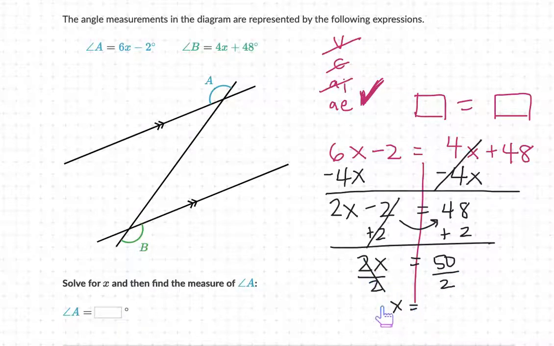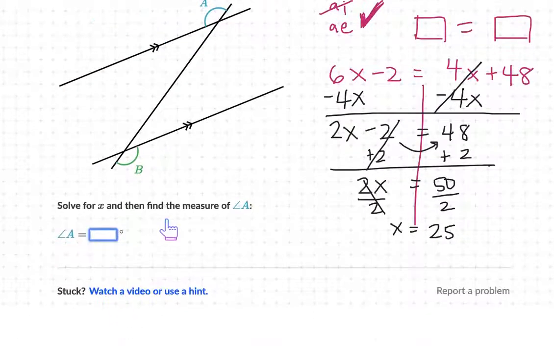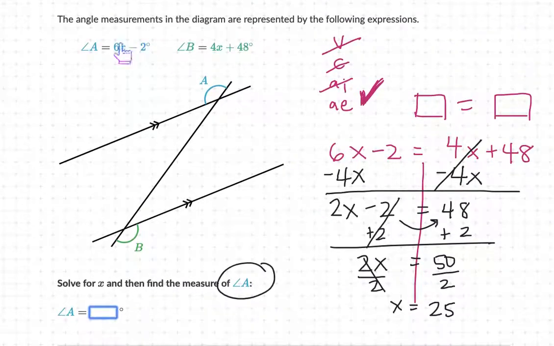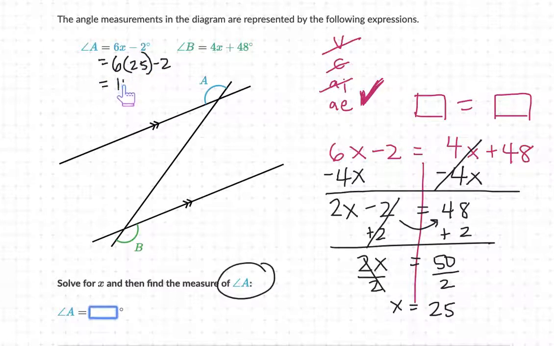That cancels. Times 2 and divide by 2 cancel each other out. 50 divided by 2 is 25. This answer is not 25 because they want to know the measurement of angle A. Angle A is 6x minus 2. 6 times whatever I got for x, which is 25, minus 2. 6 times 25 would be 150.